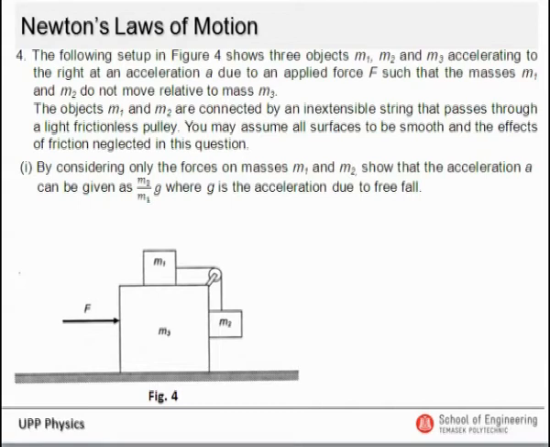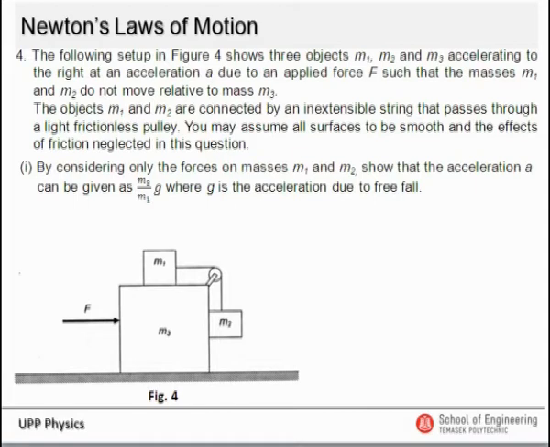The following setup in figure 4 shows three objects, M1, M2, and M3, accelerating to the right at an acceleration A due to an applied force F, such that the masses M1 and M2 do not move relative to mass M3. The objects M1 and M2 are connected by an inextensible string that passes through a light frictionless pulley. You may assume all surfaces to be smooth and the effects of friction neglected in this question.